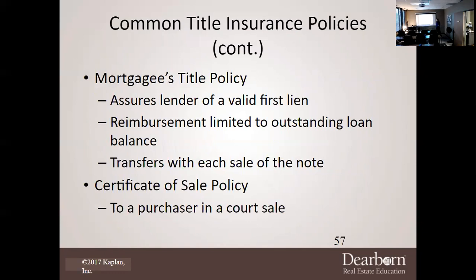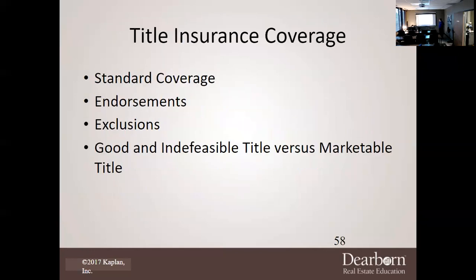Mortgagee's title policy also assures the lender of a valid first lien. Its reimbursement is limited to the outstanding loan balance and transfers with each sale of the note. The certificate of sale policy is also to a purchaser in a court sale. The standard coverage, as well as endorsements and exclusions, are all going to be stated within the title insurance policy. Again, they're going to look at what's called a good and indefeasible title versus a marketable title. Again, the key point behind this is we want to make certain, by all means, that all of the information that is provided is true and accurate.